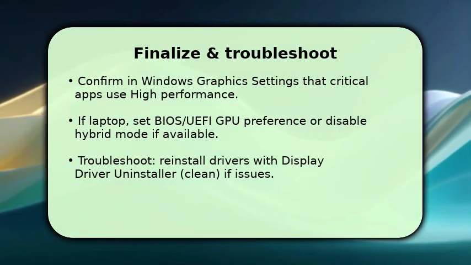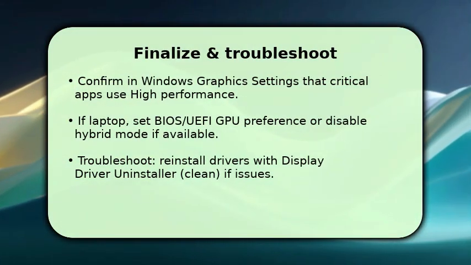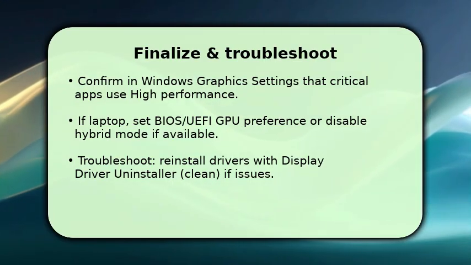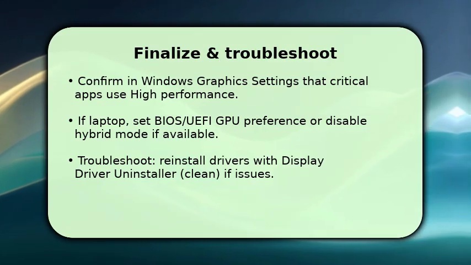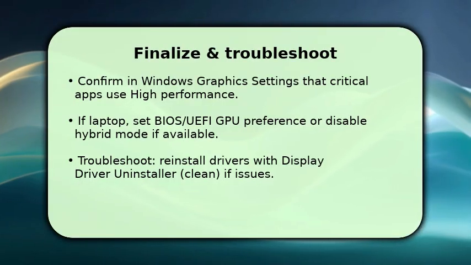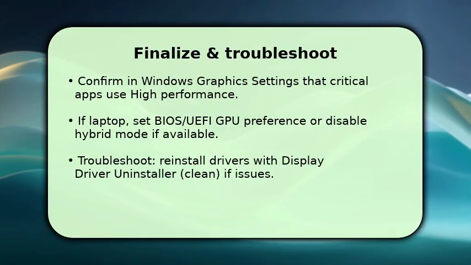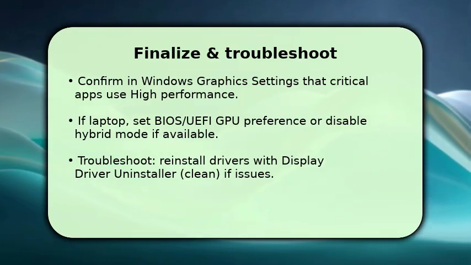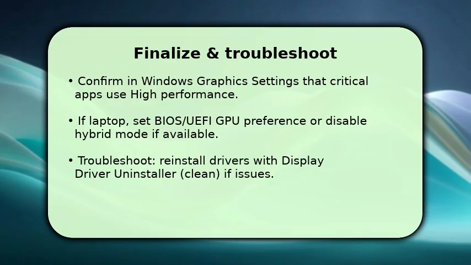Finally, make sure Windows respects the choice. Open Settings, System, Display, Graphics Settings and assign high performance to key apps. If you're on a laptop that uses hybrid graphics, check BIOS/UEFI for a discrete-only or GPU priority option and change it if needed. This enforces Nvidia at hardware level.